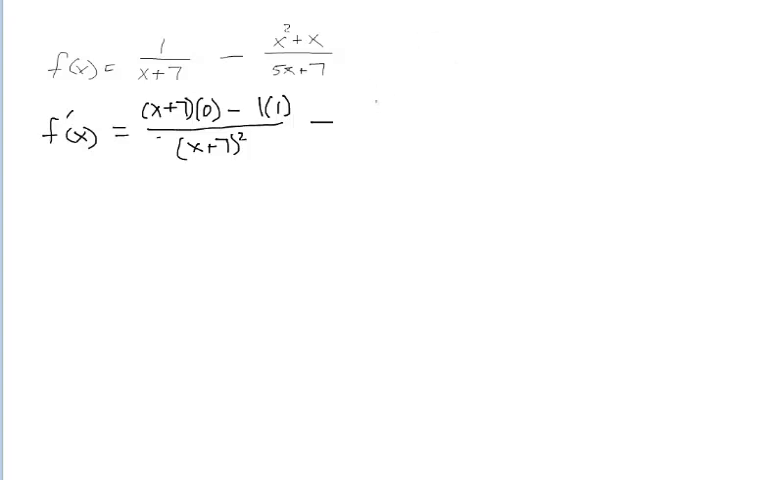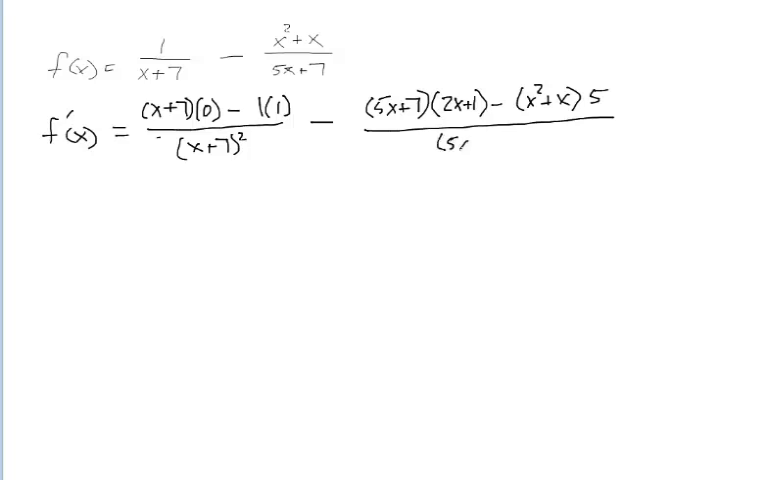Now we need to do the quotient rule again. So we have g(x), 5x plus 7, times the derivative of f(x), or the derivative of the numerator, which is 2x plus 1, minus f(x), x squared plus x, times the derivative of g(x), which is 5, all divided by g(x) squared, which is 5x plus 7 squared. And that's all for the quotient rule.